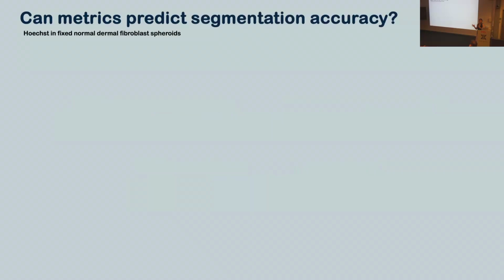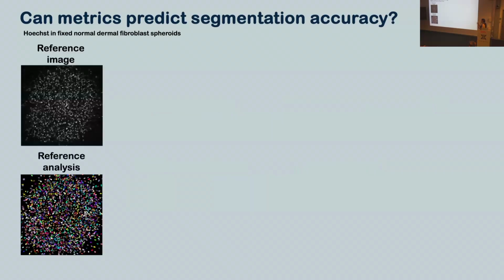So firstly, let's look at our old friend segmentation accuracy. Can quality metrics predict segmentation accuracy? And does denoising help segmentation? So this is our experiment. Again, it's Hoechst staining nuclei in fixed spheroids. This is going to be my reference image, and this is my reference analysis. These are the things I'm going to be comparing my image quality metrics and my analysis accuracy against.